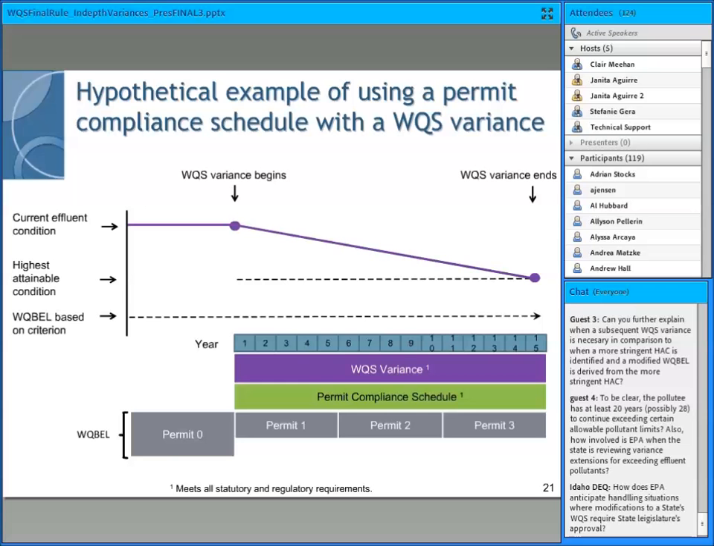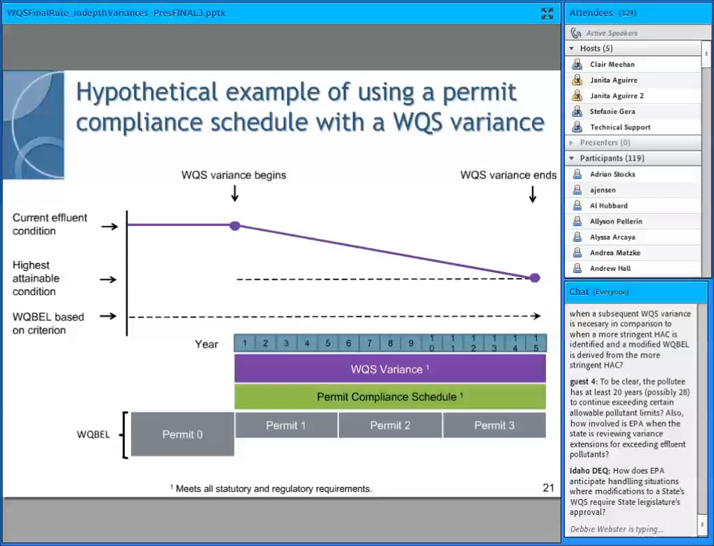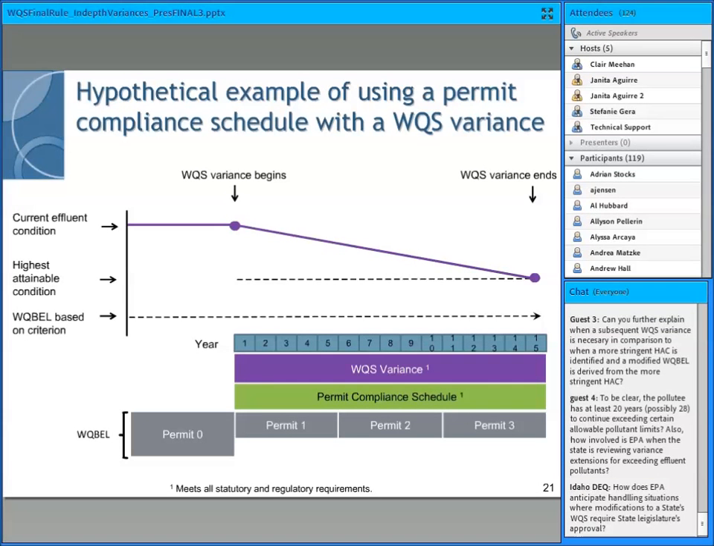After 15 years, the variance expires. At this point in time, there are several potential ways forward that depend on the particular circumstances. If achieving the water quality-based effluent limit based on the underlying water quality standard is now feasible, the state could establish the water quality-based effluent limit in the permit and, if needed, provide a compliance schedule. If the state can demonstrate that it is not feasible to achieve the water quality-based effluent limit based on the underlying water quality standard, the state could adopt a subsequent variance with a new highest attainable condition, and if needed, provide a compliance schedule for that. The state could also consider modifying the designated use if it remains unattainable.